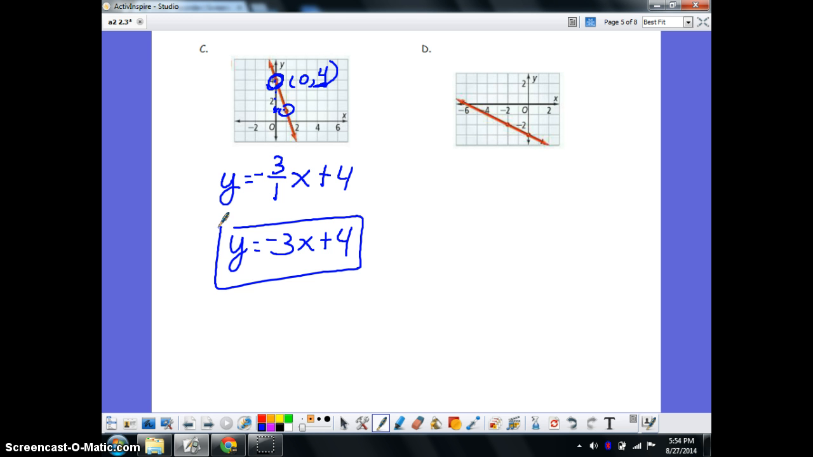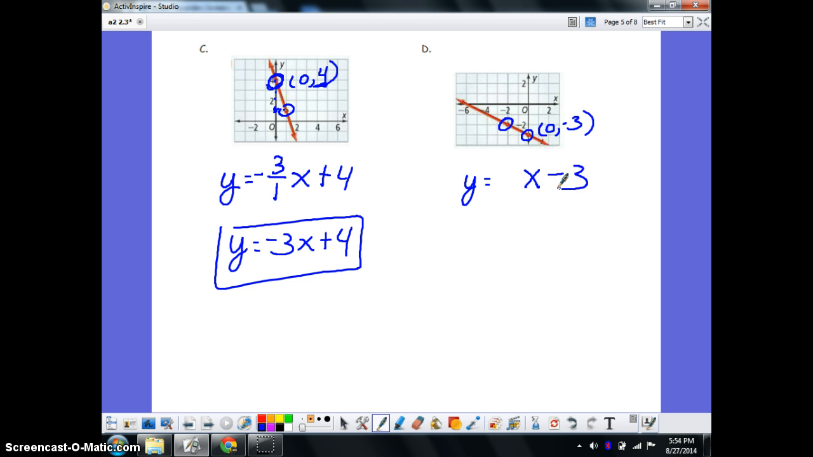There's the slope-intercept form of that line. Okay. In D, we also have 2 points here. One of those points shown is the y-intercept. That's the point (0, -3). So there is b. y is equal to our slope times x, and then our y-intercept, -3.